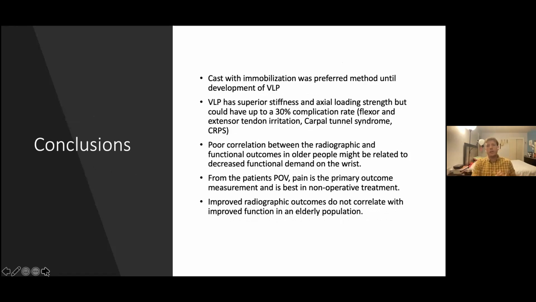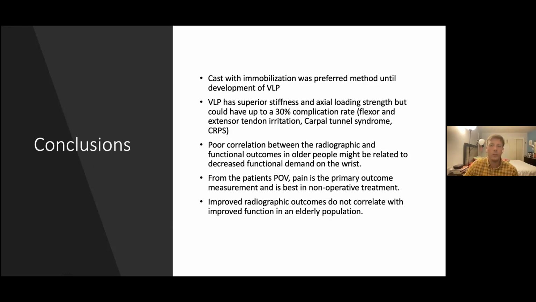So the conclusions of the study: cast with mobilization was the preferred method until the development of the volar locking plate. Volar locking plate has superior stiffness and axial loading strength, but has a higher complication rate, which would be interesting because I know we just talked about the very low complication rates. This might be due to the study having come out almost 10 years ago, 10 years plus if you count in the work done prior. And then poor correlation between radiographic and functional outcomes in all these older patients.